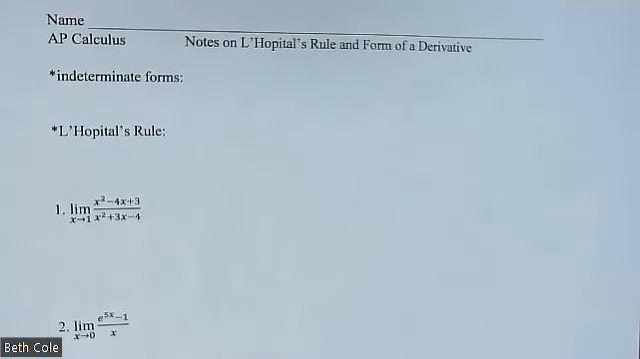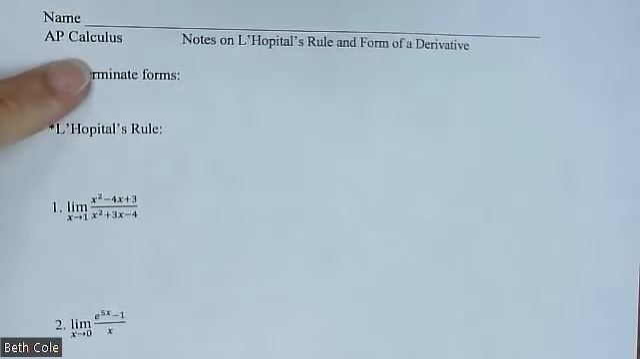So everything in math either is exactly what it sounds like, or it's named after the person that came up with it. So the rule we're going to do today is called L'Hopital's rule. He's the one that came up with this rule. It is a rule for limits, but I can't teach it until after you've learned your derivative rules, and you'll see why when we go through this.